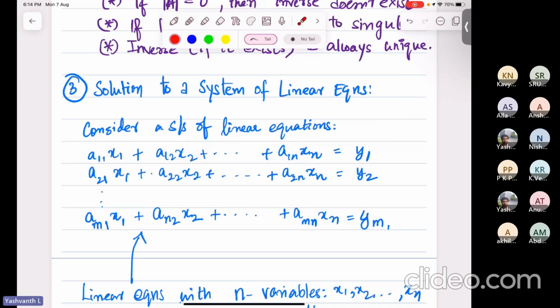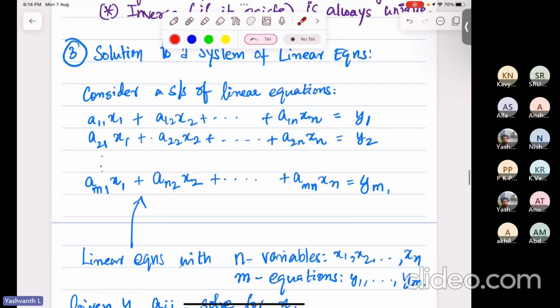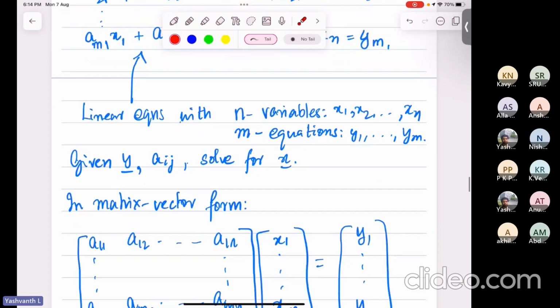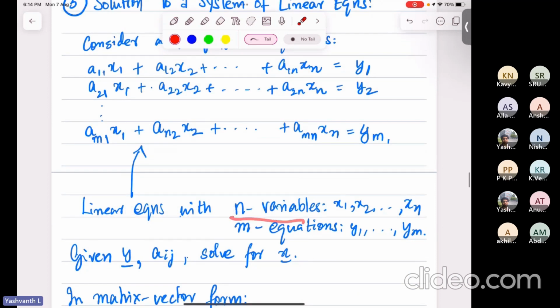Every such variable is multiplied by a corresponding coefficient a11, a12, and so on till a1n. So what is a system of such linear equations? You have m such equations. All these m equations constitute the system of linear equations. There are m equations in n unknowns. The objective is, given the values of all the aij and the values of the corresponding y1, y2, and so on till ym, what are the values of x1, x2, and so on till xn such that the whole system of linear equations holds true.